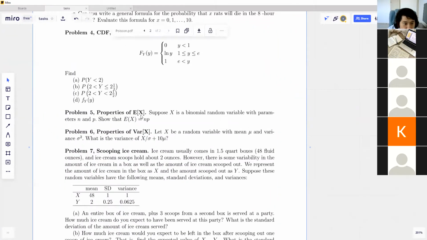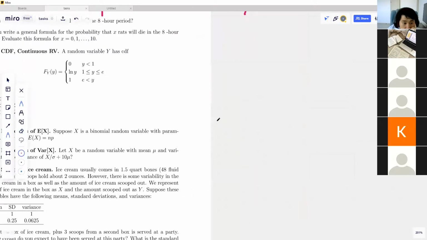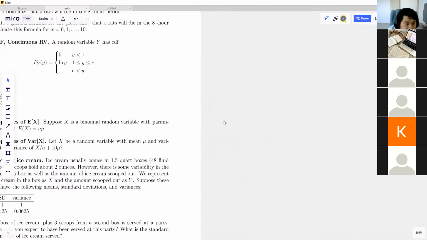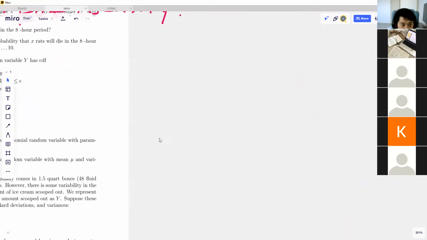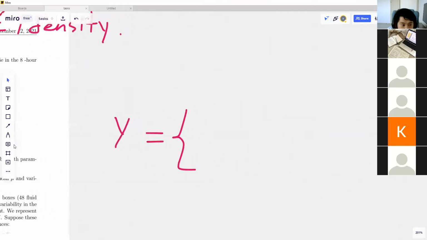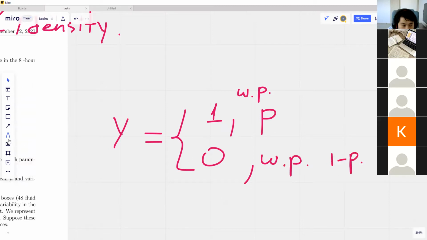All right, now the next question is: suppose X is a binomial random variable with parameters n and p, show that the expected value of X is equal to np. There is an easy approach to find this expected value. We can denote a binomial random variable as consisting of a bunch of independent coin tosses. A random variable that denotes a single coin toss, let's call it Y, is known as a Bernoulli random variable, and it takes the value of 1 with probability p and the value of 0 with probability 1 minus p, okay? So this is a Bernoulli random variable.